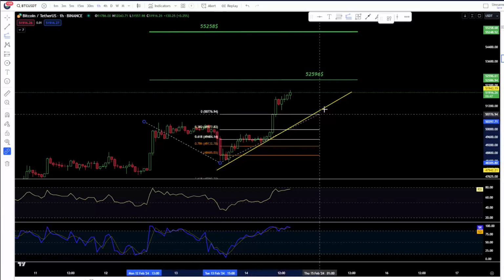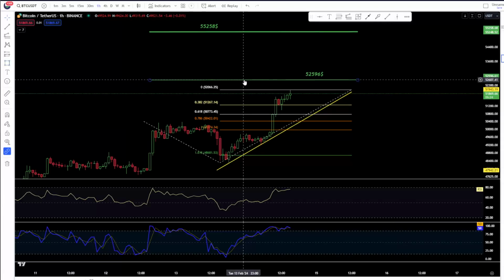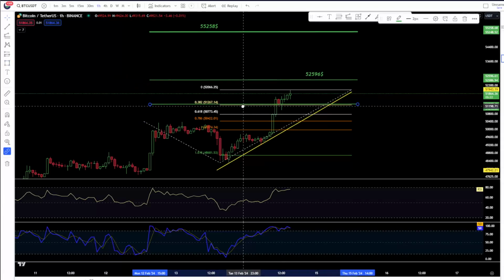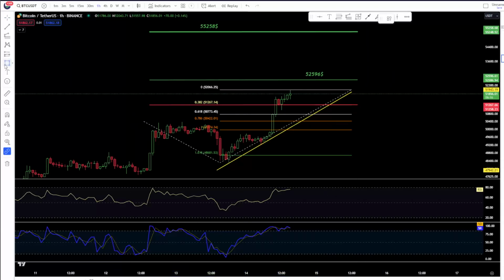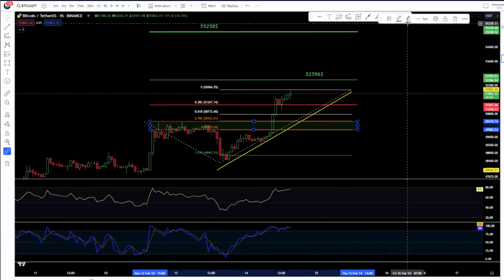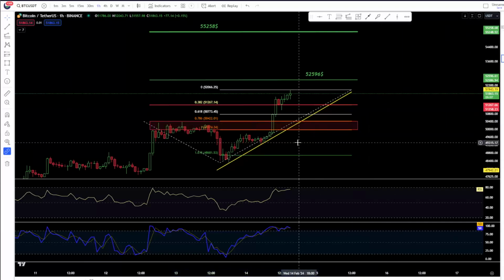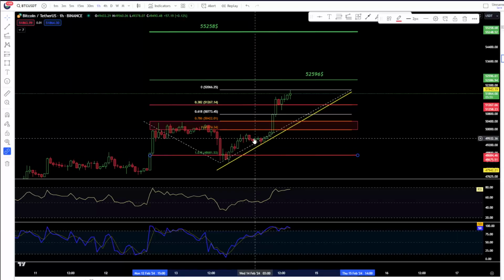Looking the other way, we can determine places of support in a similar way. First, we will mark support at $51,267. Then the support zone from $50,410 to $49,982 is visible, and then we can see a decline to the strong support level of $48,684.